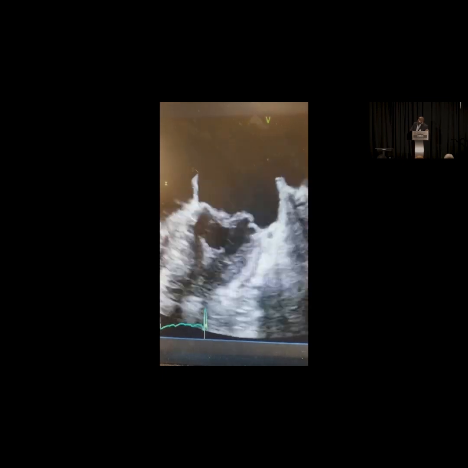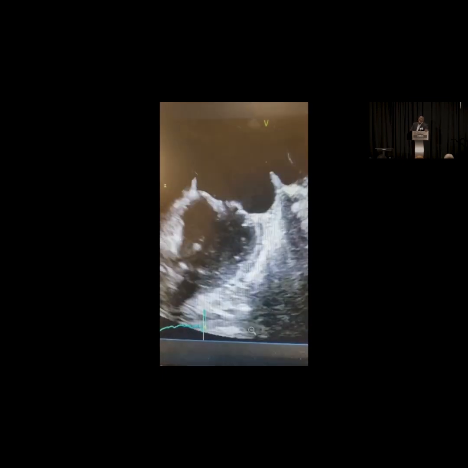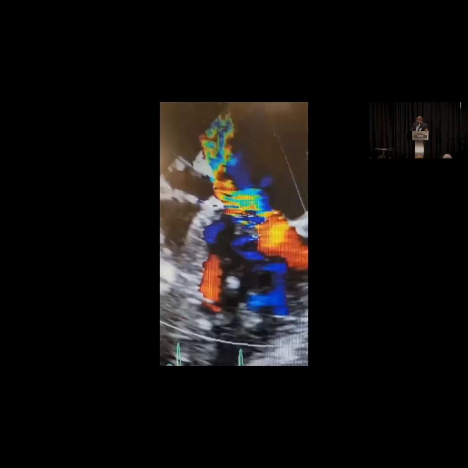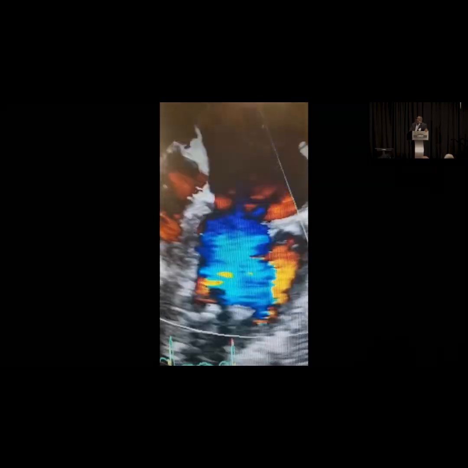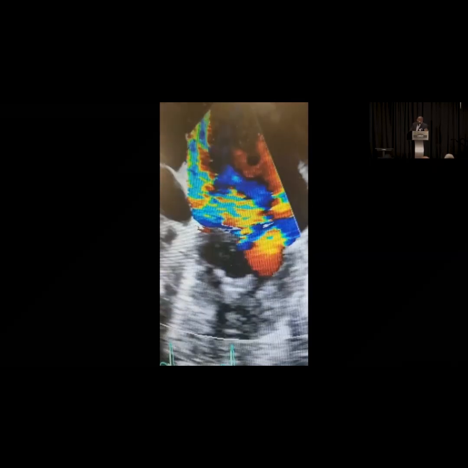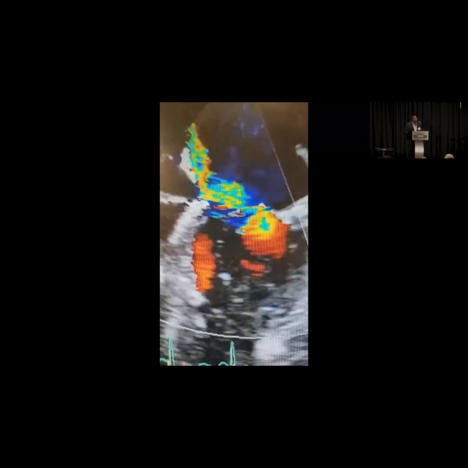This is a Barlow's valve that we repaired about 2 months ago. Very, again, gnarly jet, just an ugly valve. It actually had a little bit of pathology on both leaflets. It was a billowy anterior and a restricted posterior.